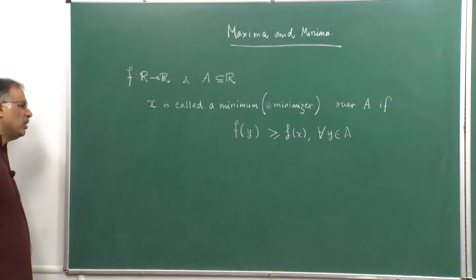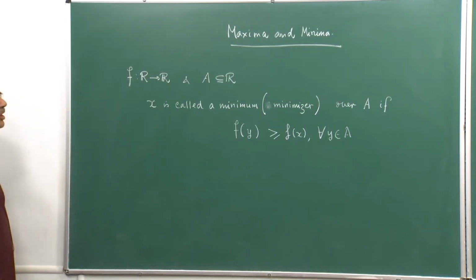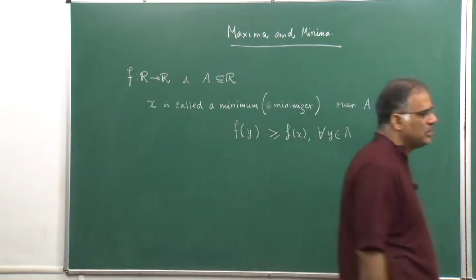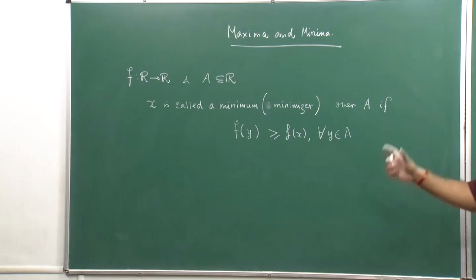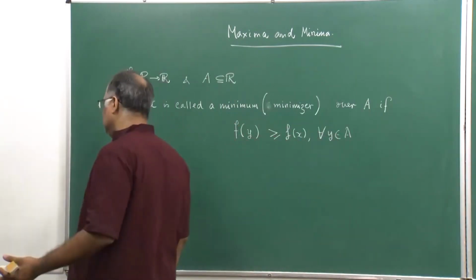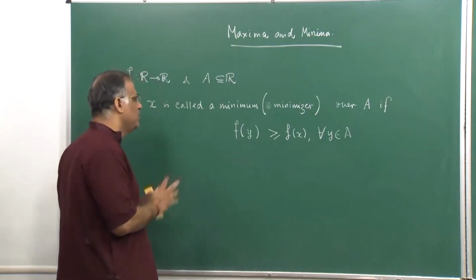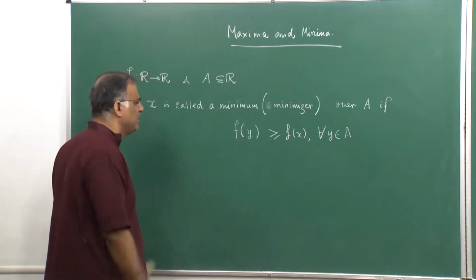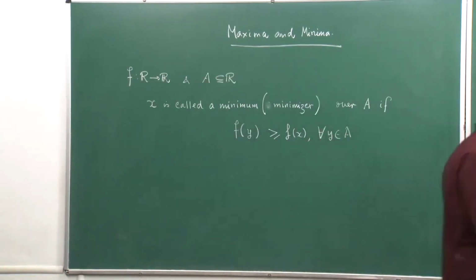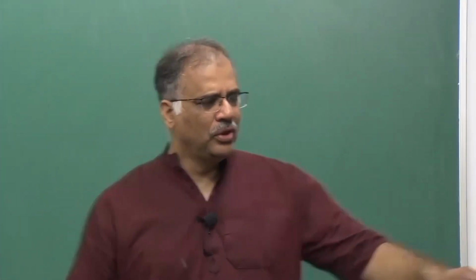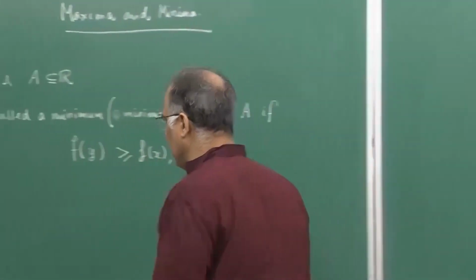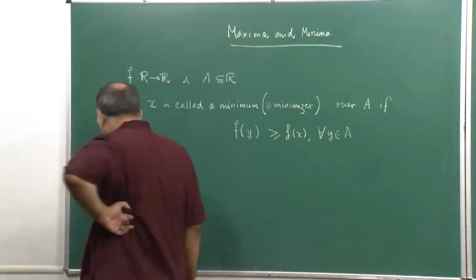So, A could be an open interval, a closed interval, a union of open intervals, disconnected open intervals, disconnected closed intervals, anything. It does not mean that A has to be a set of some very specific nature. This is the general definition of a minimum, and I would really ask you to define the maximum.